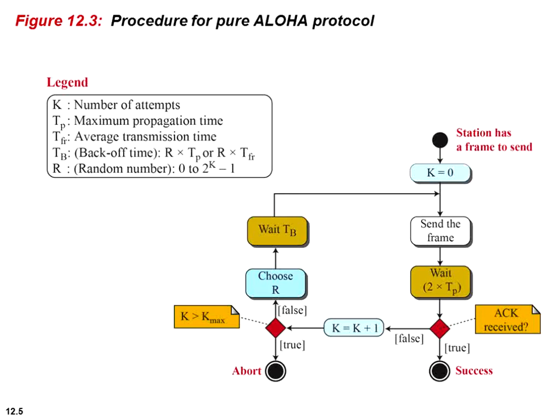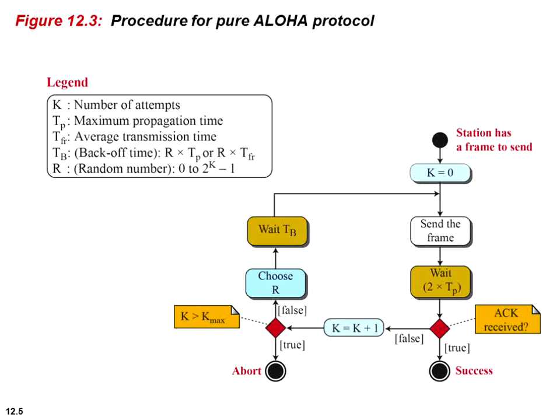So if the acknowledgement does not arrive after a timeout period, the station assumes that the frame or the acknowledgement has been destroyed and it resends the frame. A collision involves 2 or more stations. If all these stations try to resend their frames after the timeout, the frame will collide again.